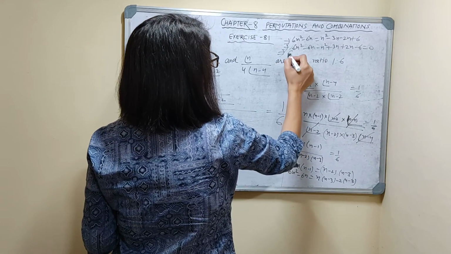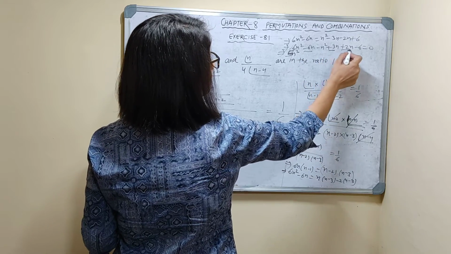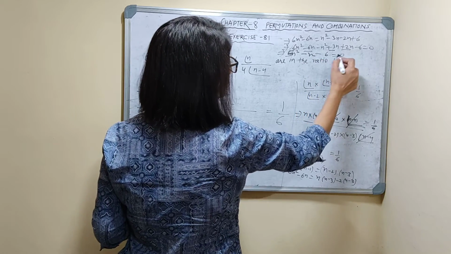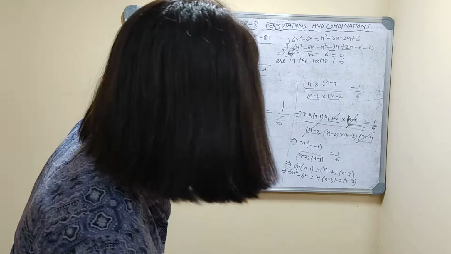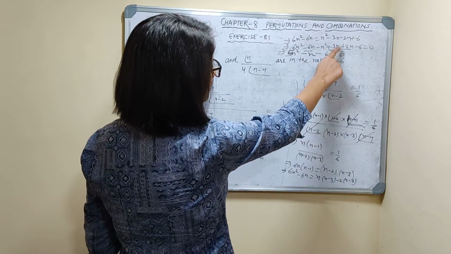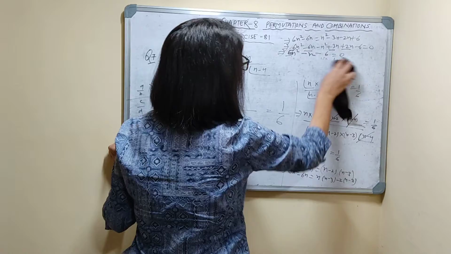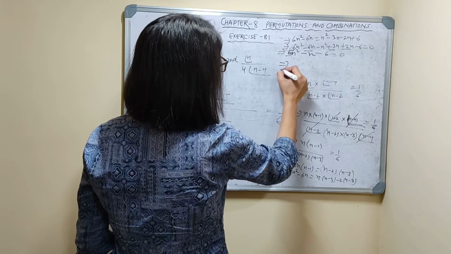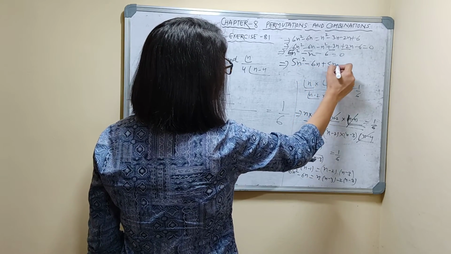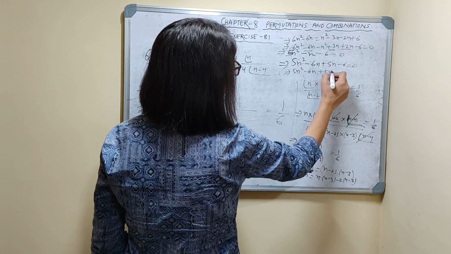So you will get 6n square minus n square, that is 5n square, minus 6n plus 3n plus 2n, that is minus n, and minus 6 is equal to 0. So 5n square minus n minus 6 is equal to 0. So here we split it as 5n square minus 6n plus 5n minus 6 is equal to 0.